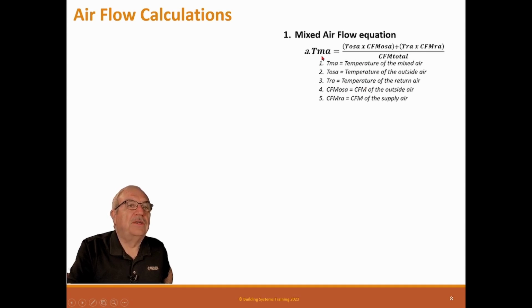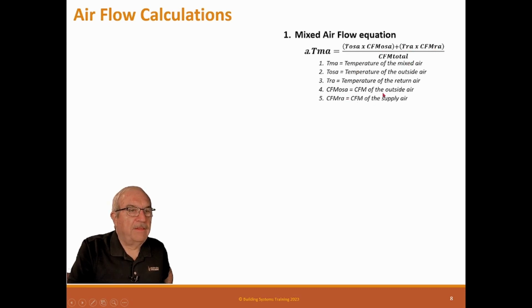So say you're trying to find the temperature of an airflow. Let's say you have so much supply air and so much return air, or supply air and so much outside air, and you're mixing those two, and you want to know what the temperature of the air is going to the coil. This is the formula. It's real simple. It's the temperature of the outside air times the CFM of the outside air, plus the temperature of the supply air times the CFM of the supply air, all divided by the total CFM.